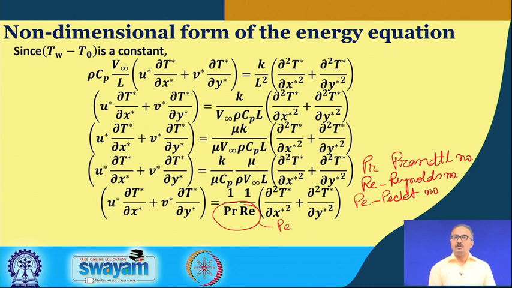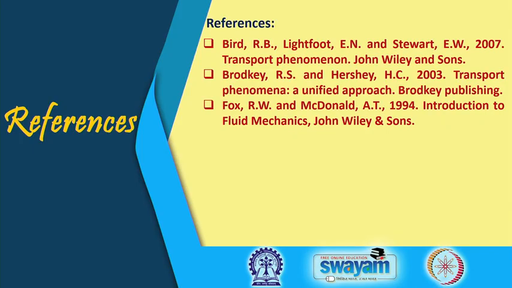So, you find that these kinds of numbers appear, as I was telling you, whenever we non-dimensionalize things, and we will learn about these non-dimensional numbers briefly in our next lectures. These are some of the references you can refer to for more explanations on the theories you have learnt today.